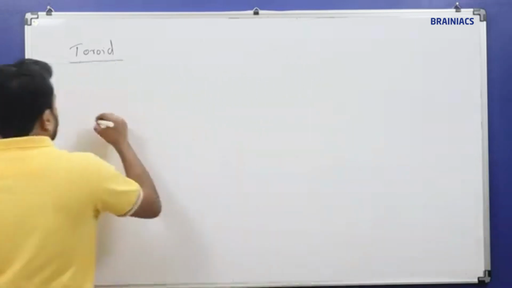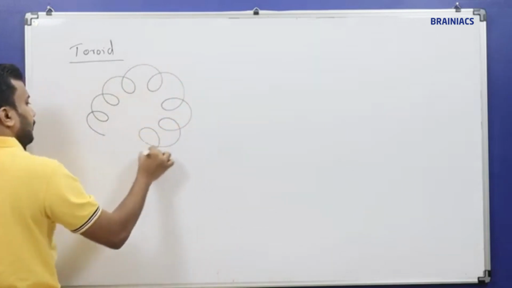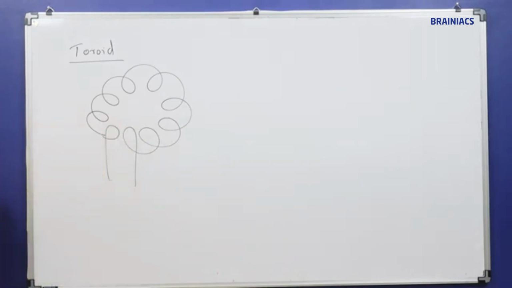That is called a toroid. So we'll draw the toroid first. This is called a toroid. A toroid is nothing but a solenoid, but it is turned in the form of a circle.